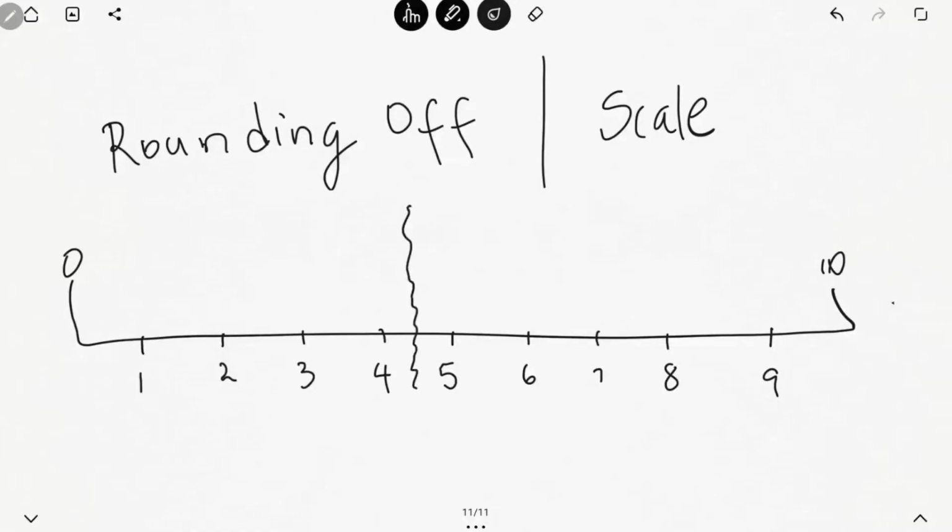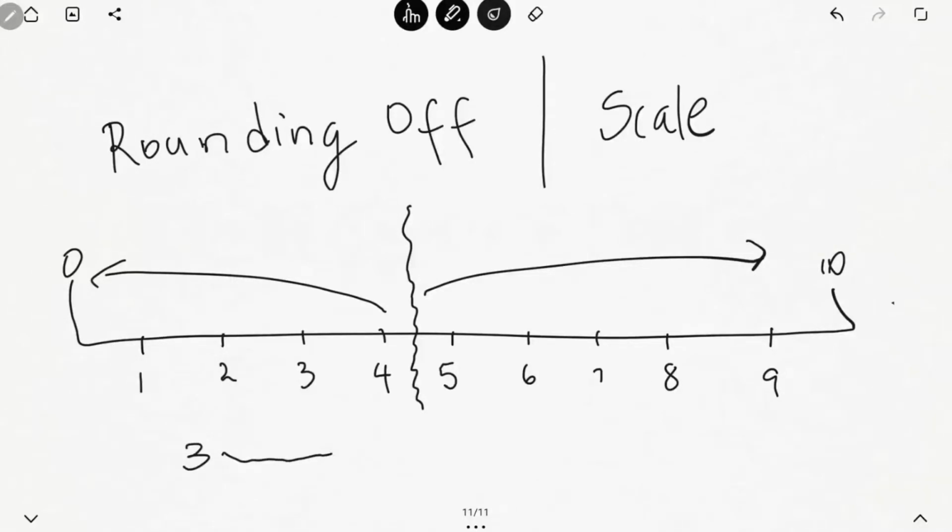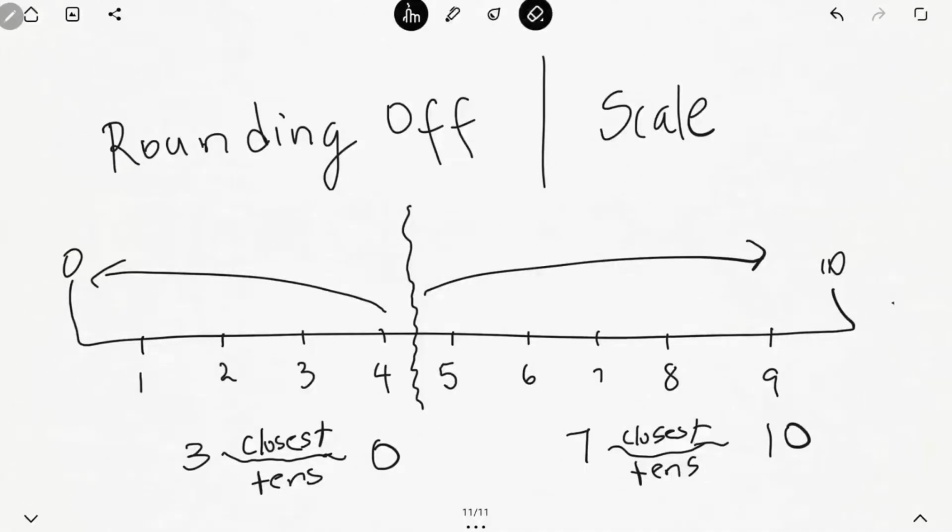Based on the principle we've learned, anything from 5 to 9 needs to be rounded up to 10. Anything from 4 down has to be rounded down to 0. What that means is if someone were to ask me what's the closest 10 to 3, we'd say it's 0. However, if someone asked me what's the closest tens number to 7, that would be 10.